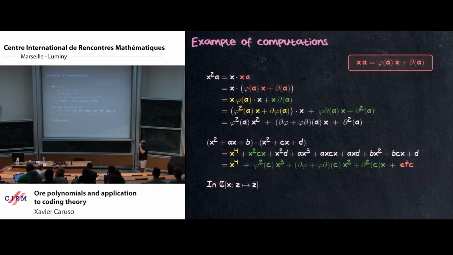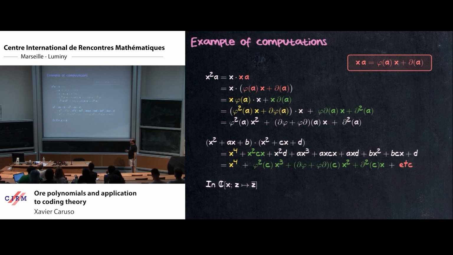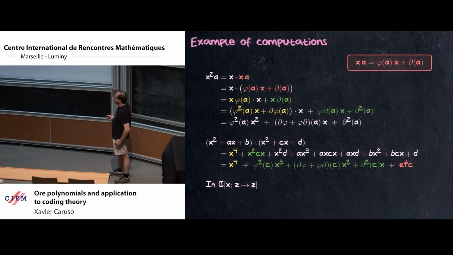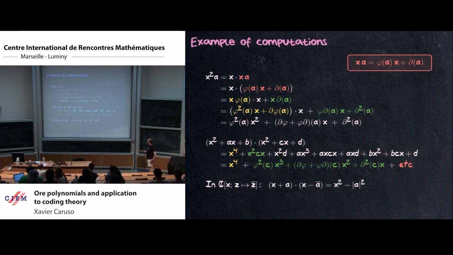And here is another example. If you are working over the complex numbers C, and you choose for the twisting morphism the conjugation, z maps to the conjugate of z. And if you are just taking 0 for the derivation, so in what follows I will often take d equals 0, and I will omit it in the notation. In this particular ring, you have this computation, for instance, which is a remarkable identity. x plus a times x minus the conjugate of a is x squared minus the norm of a.